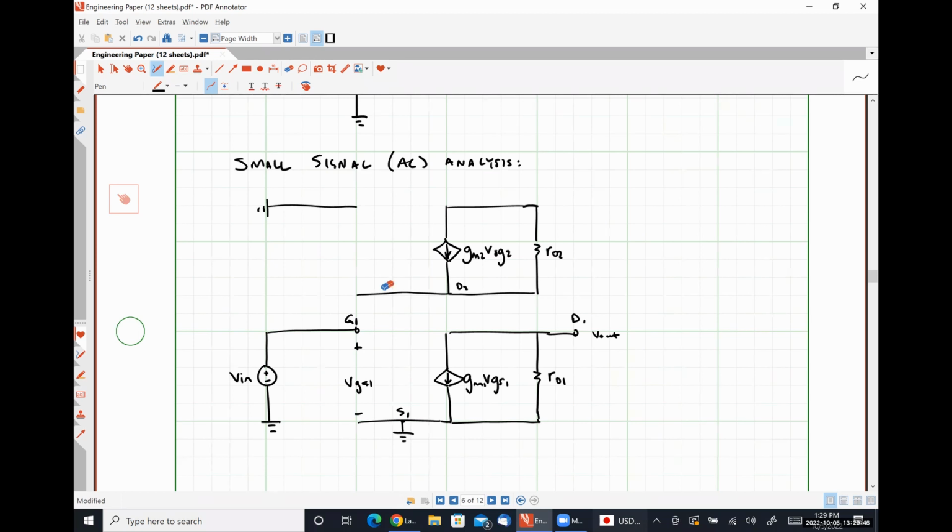Actually, let me, sorry, swap those. Here's the gate of 2. This is the source of 2, which is at ground. And then here is our voltage, VSG2, and the drains of the 2 transistors are tied together like so.